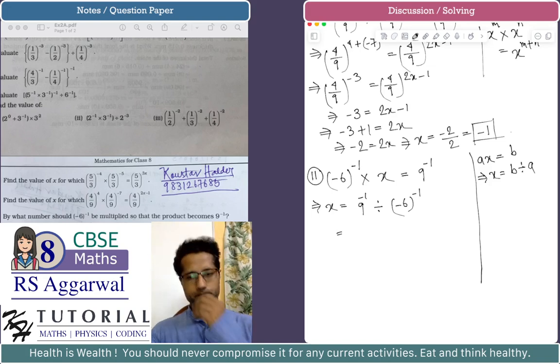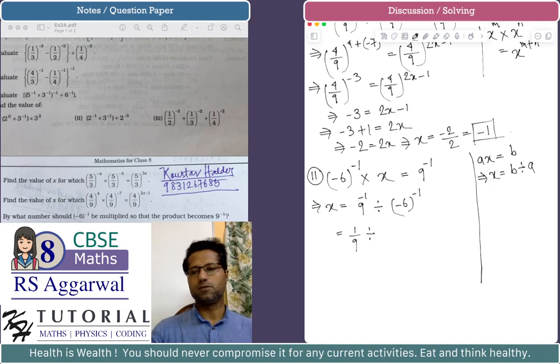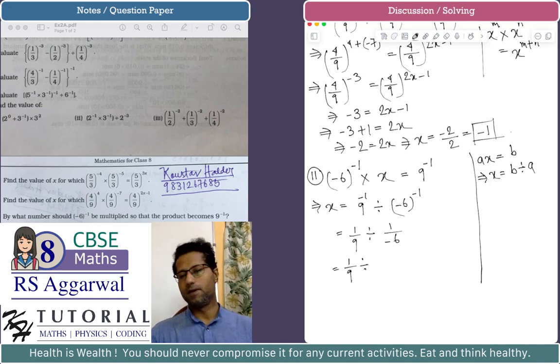Now this is equal to 9^(-1), which means the reciprocal of 9, that is 1/9, divided by, similarly, (-6)^(-1) means the reciprocal of -6, which is 1/(-6). So now this is equal to 1/9 divided by, now for 1/(-6), we make the denominator positive, so it becomes -1/6.